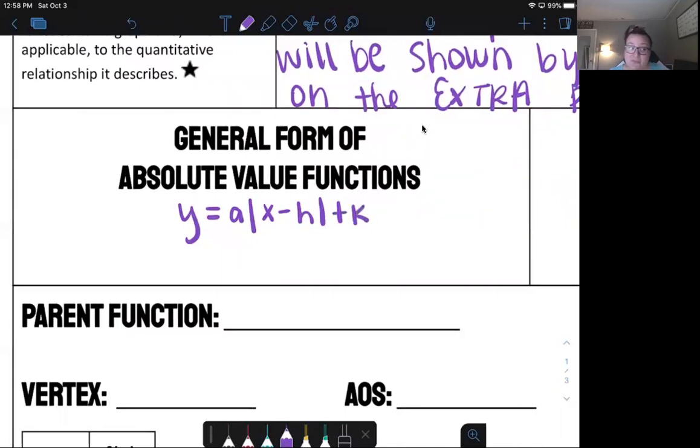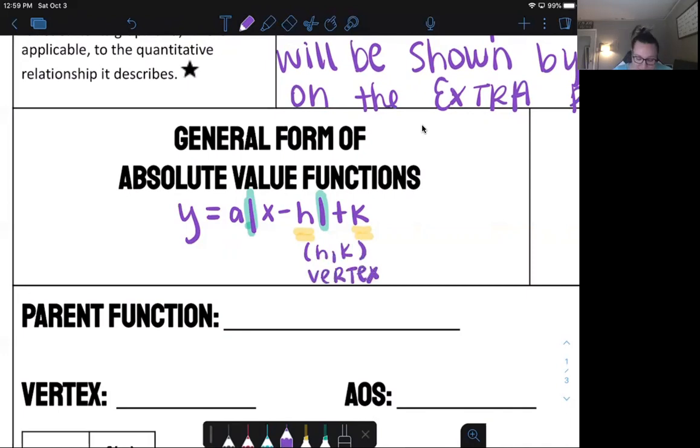Now this should look super similar to you because doesn't this look a whole lot like point slope form that also had h and k in it? Well, it does look a lot like point slope form, right? So absolute value functions, of course, have the absolute value symbols in them. And they also have h and k. So just like in point slope form, h and k represent an important point. (h, k) represents the vertex of our absolute value graph.